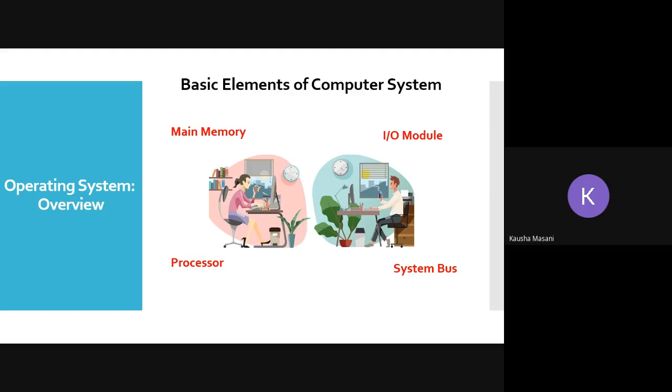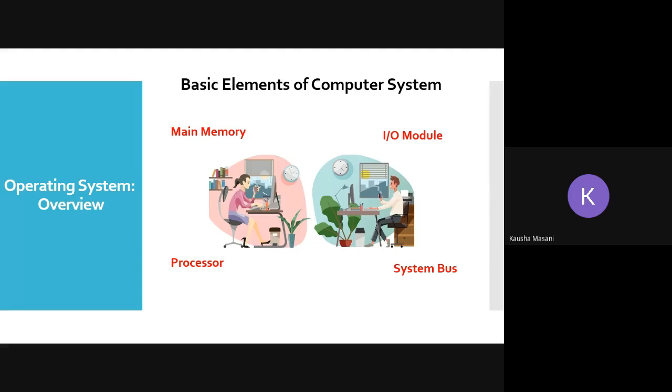First, the basic elements of your computer system. First is your main memory. It is volatile in nature. Primary memory, secondary memory. Primary memory your RAM, secondary ROM. The IO module, in short, is responsible for moving the data between your computer system and your devices, outer peripheral devices.